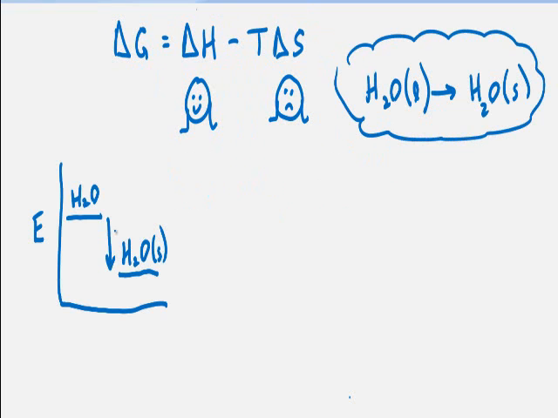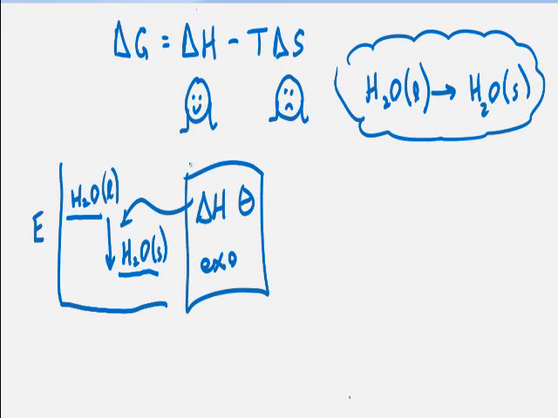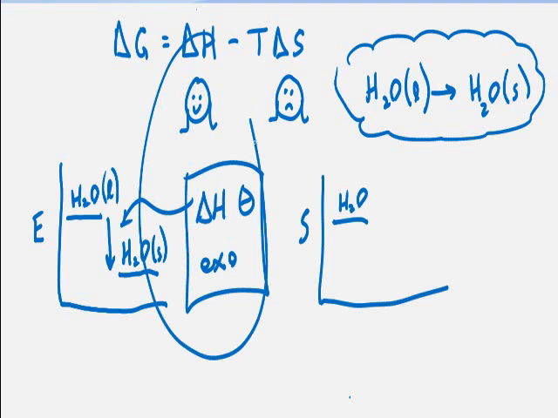Now, since solid water is at a lower state of energy than liquid water, our delta H for this process would be negative, and the process of water turning from a liquid to a solid would be exothermic. The exothermic process here is something that would be favored by Mother Nature, going to a lower state of energy.